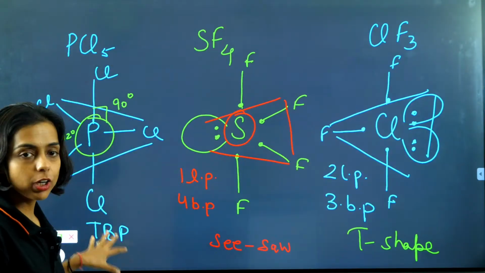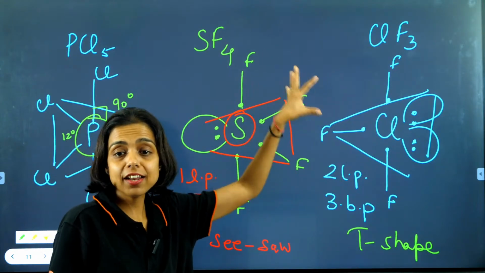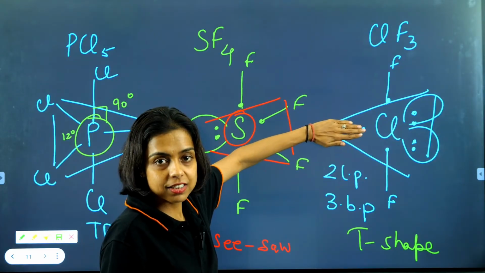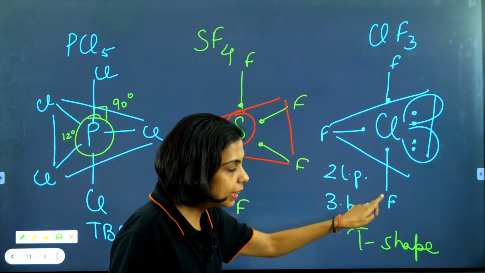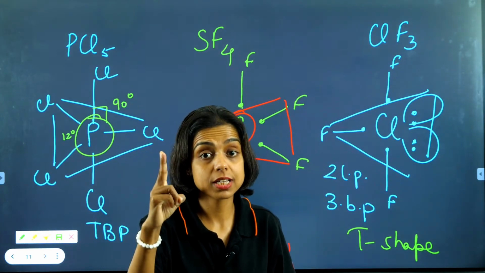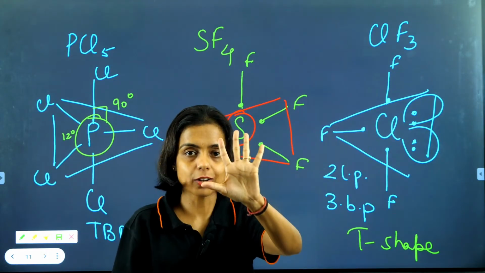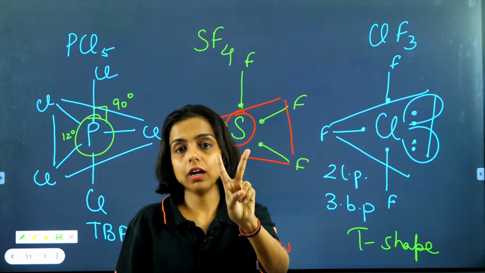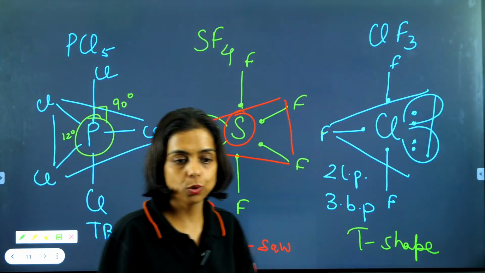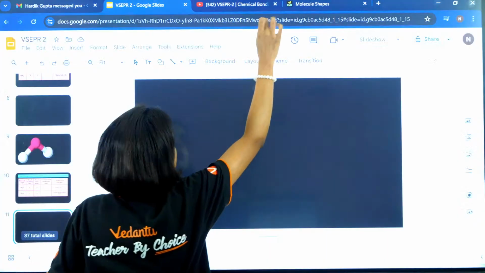So, PCl5 molecule is trigonal bipyramidal. SF4 will be seesaw. ClF3 is T shape. And suppose this is also a lone pair, then the molecule will be linear. So if I have 3 lone pairs and 2 bond pairs around the central atom, total 5 electron pairs, but out of 5, 2 are bond pairs, the molecule will look linear, right? Let me show you these molecules again.